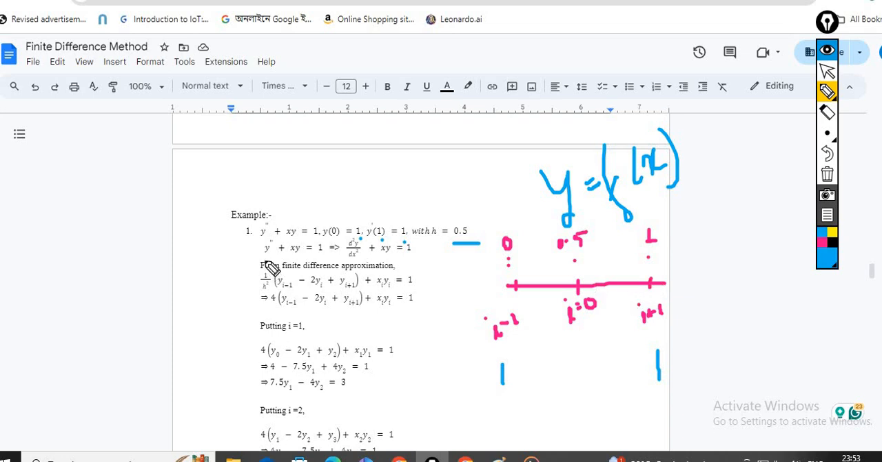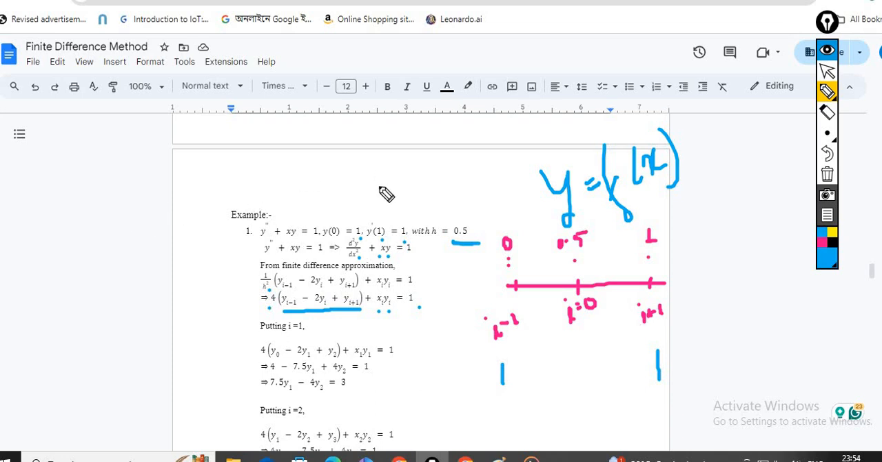Okay. So the straightforward way: the second order derivative can be represented by (y i minus 1 minus 2 y i plus y i plus 1) divided by h square. As h is 0.5, 1 by h square becomes 4. So now we can just write this. Obviously you have x and y, so this is x i and y i, equal to 1. So what is x and y?